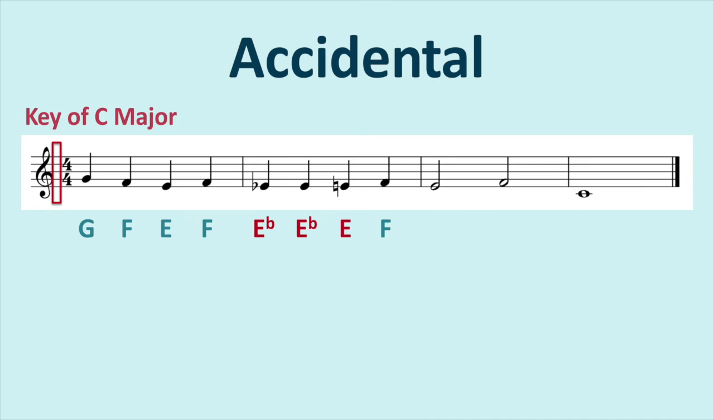After the bar line is a new measure. The previous accidentals become invalid. Hence, in the third measure, the first note is E, and the remaining notes are F and middle C.